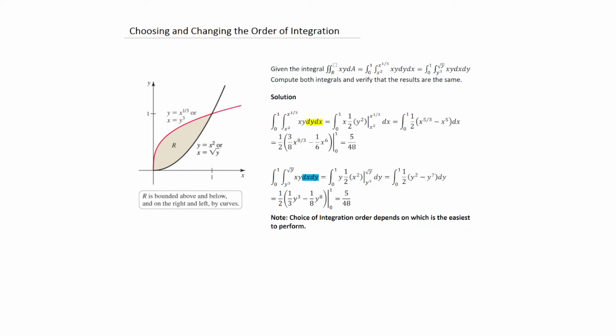All right, so a couple more things here. Let's look at choosing and changing the order of integration. This is another example. We're given the double integral of xy dA, right? What we're basically going to do is compute both integrals and verify that the results are the same. So here is what's being given in the problem. You're given a curve and you're given another curve. We can integrate either first with respect to y followed by x, or x followed by y.